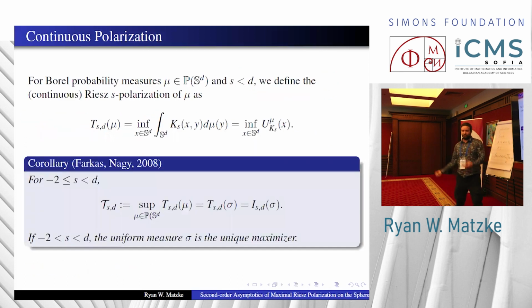Of course, just like with energy, there is a continuous version of polarization where instead of taking a sum and maximizing over point sets, we replace the sum with an integral, and we maximize over all probability measures. And a somewhat recent result, we're getting closer and closer to 2 decades, I guess, by Farkas and Nagy, I hope I'm pronouncing that name right, showed that in the range between, once again, -2 and D, the uniform measure maximizes this polarization, and in particular, if your S is greater than -2, it is the unique maximizer.